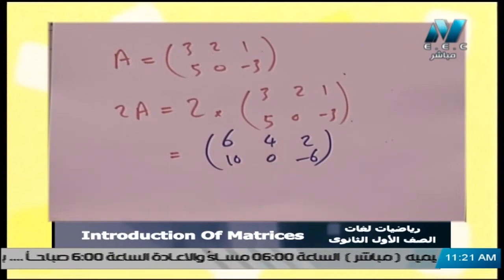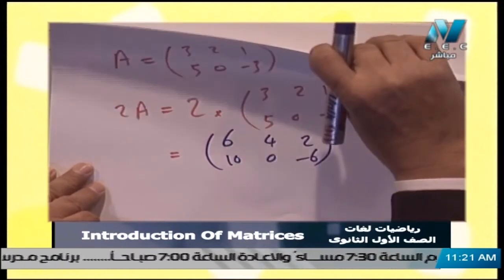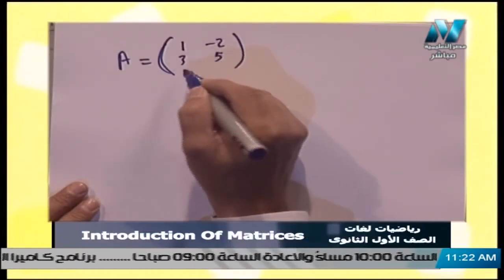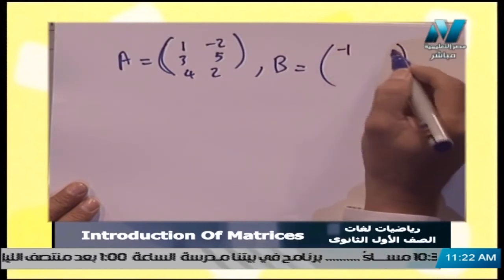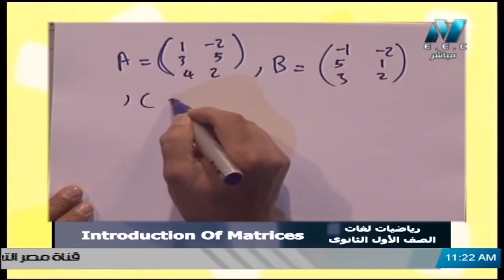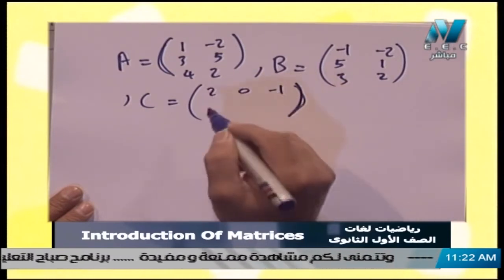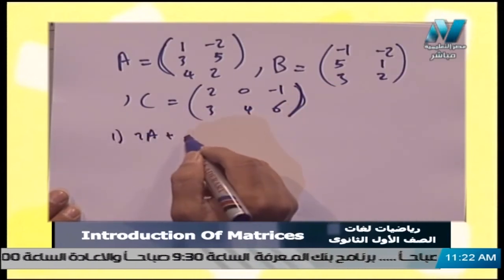We have also some examples. If we have A equals 1, negative 2, 3, 5, 4, and 2, and we have another matrix B like that, negative 1, negative 2, 5, 1, 3, and 2, and we have the third matrix here, C, like that, 2, 0, negative 1, 3, 4, and 6. And we'd like to find out number 1, 2A plus C transpose.